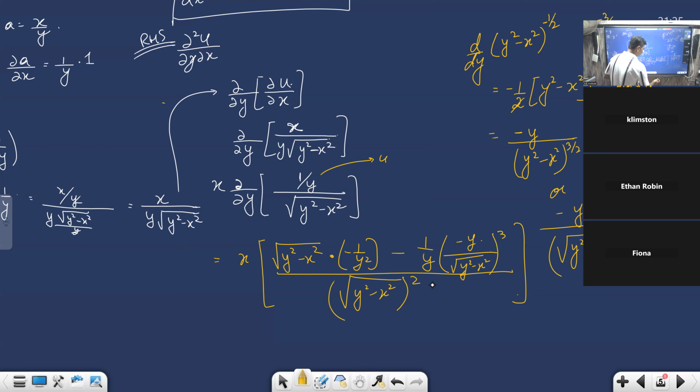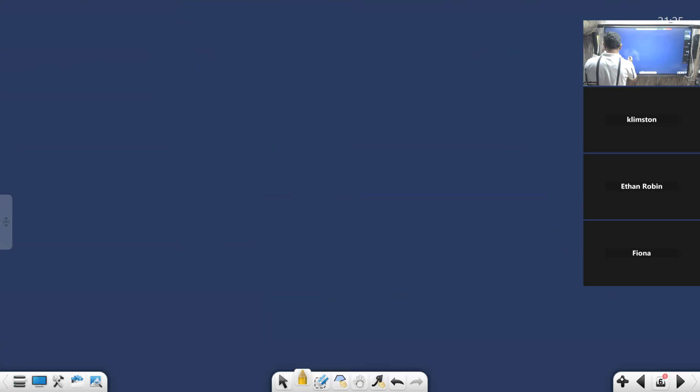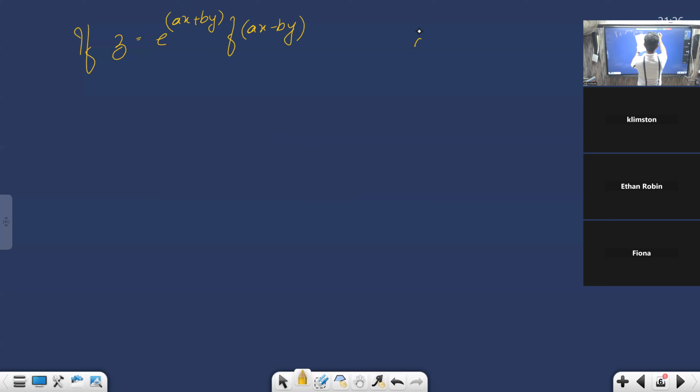I have written one more from your worksheet. If z is equal to e to the power ax plus by, function ax minus by. We did this type of question in the last session. Please check whether it is the same or not. So you need to prove this. So prove it.